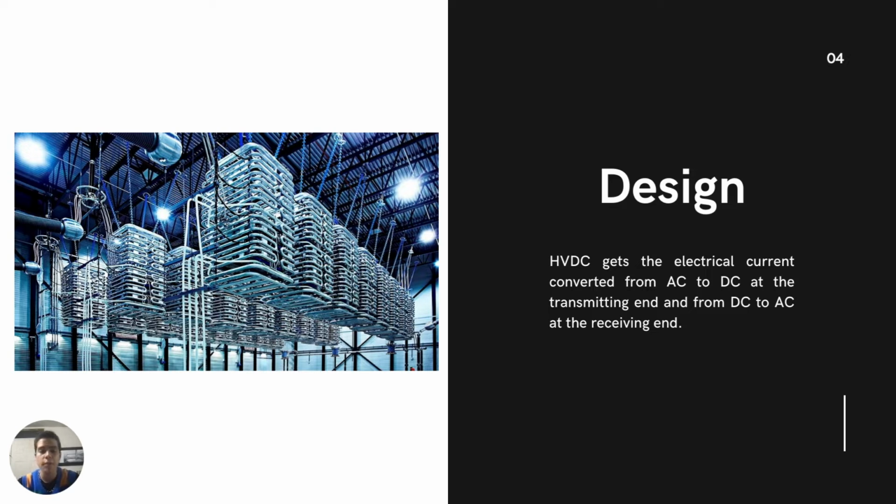I'm going to talk a bit about its design. The fundamental process that occurs in an HVDC system is the conversion of electrical current from AC to DC at the transmitting end. This happens with a rectifier, and it goes the other way around at the receiving end. It goes from DC to AC, and it happens with an inverter. I'm going to show you three ways of achieving this conversion.